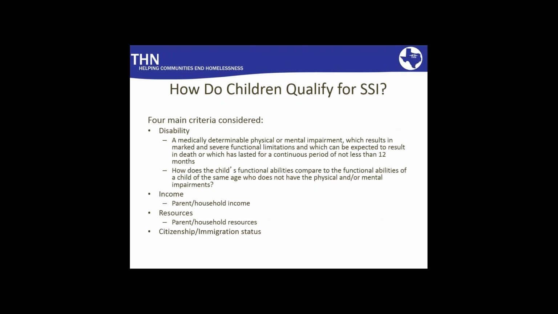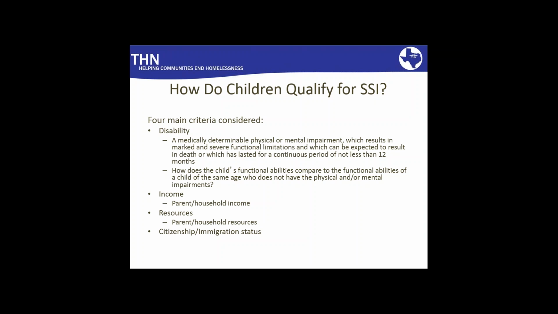Now, how about children? How do children qualify for SSI? The four main criteria that are considered are, first, the disability: a medically determinable physical or mental impairment which results in a marked or severe functional limitation and which can be expected to result in death or which has lasted for a continuous period of no less than 12 months. Also, how do the child's functional abilities compare to the functional abilities of a child of the same age? So we're looking to really compare and contrast those two pieces.